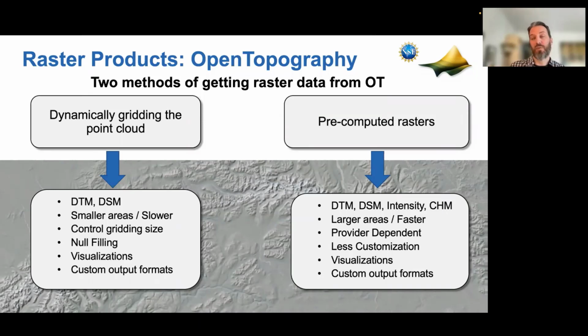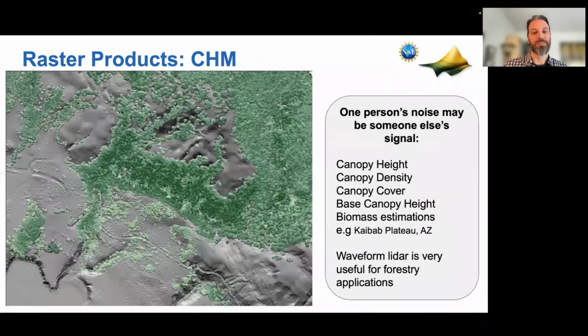The real positive or benefit of using pre-computed rasters is if you don't really need the point cloud and the customization, you can run much larger jobs and they will run much faster. And so you can really get a large DEM much quicker using this method. Again, there's less customization. You can subsample that DEM, but you can't sort of resample it. And obviously, as I talked about, there's visualizations and custom output formats available for those raster products. And we'll go through this in a little more detail in the demo to show you what I mean.